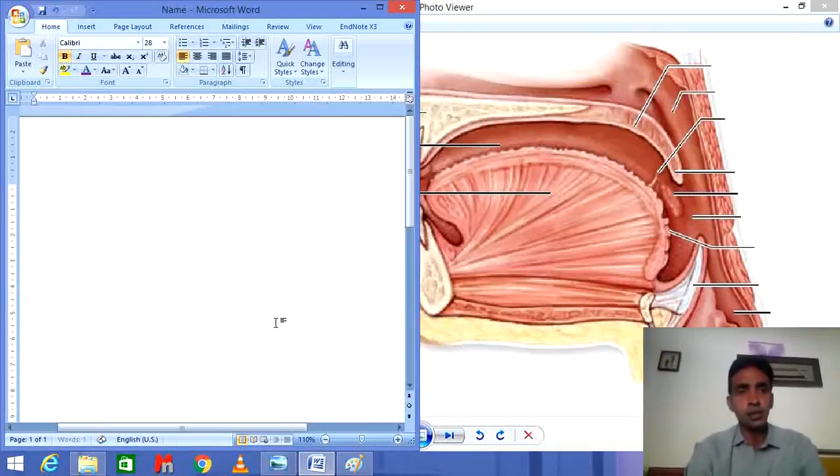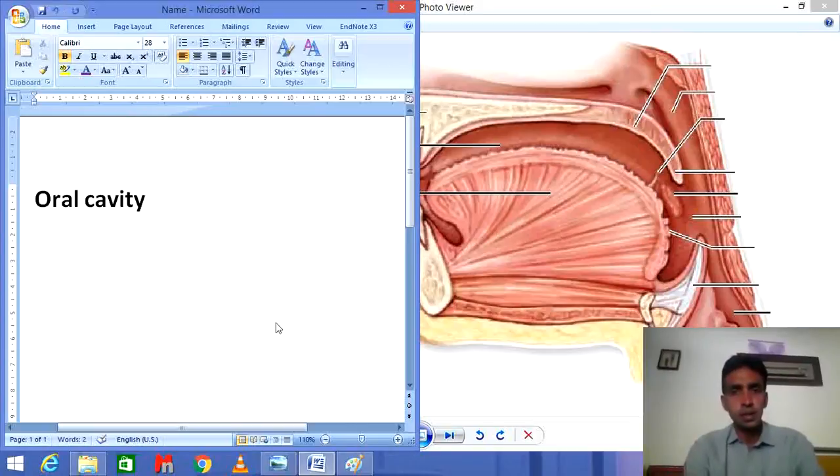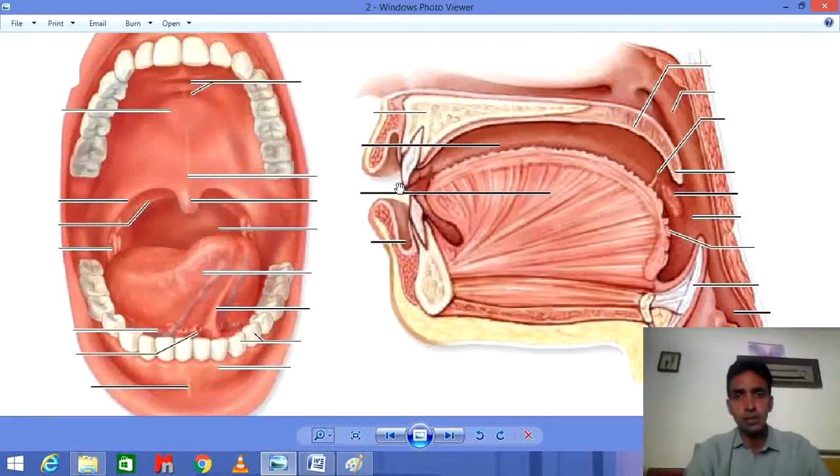First of all, the oral cavity. The oral cavity extends from the lips to uvula. This part of the oral cavity, which you can see in the diagram, is called uvula, and these are called lips.